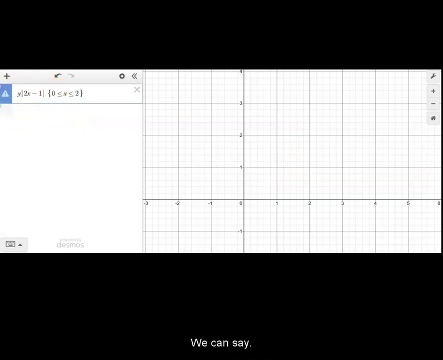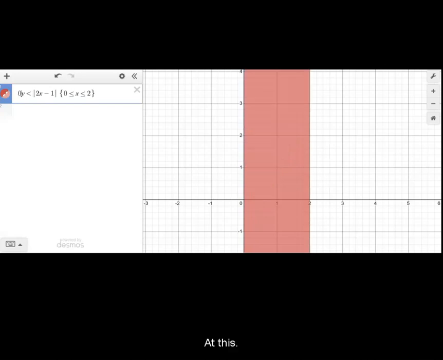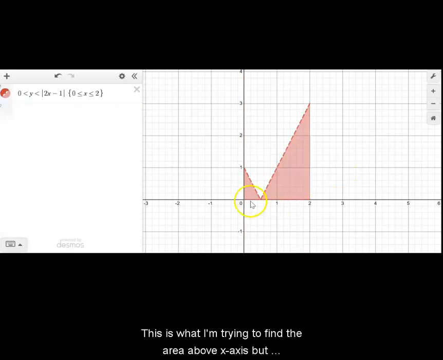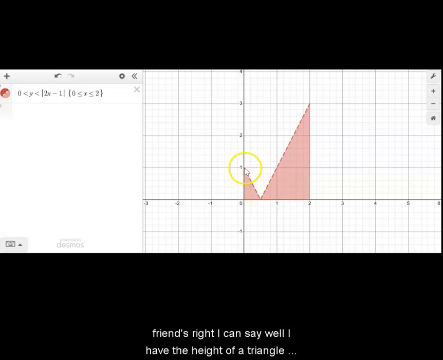So we can say that this is what I'm trying to find. The area above the x-axis, but below this curve. That is what we are calculating right now. So if you notice, we could do this another way by looking at triangles, right? I can say, well, I have the height of a triangle and I have the base, so I can find the area. I have another triangle where I know the base and I know the height, so I can find its area.